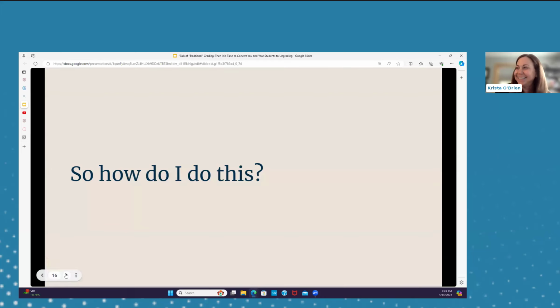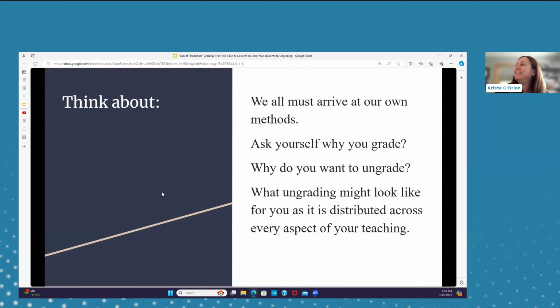So how did I do this? I first started thinking about why. I asked myself, why do I grade? We all hate grading. I hated it, right? It takes up so much of our time, and then we feel like students aren't really doing anything with it. I thought to myself, why do I want to try ungrading? What might ungrading look like for me as it was distributed across my teaching? Those were the first 3 questions I started thinking about after I kind of dove in. I had to take a step back.